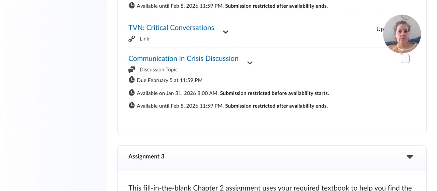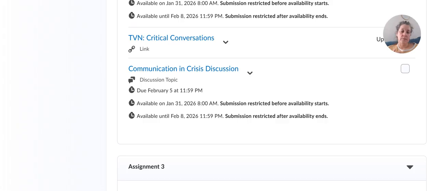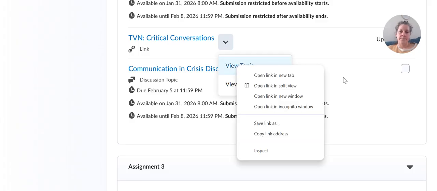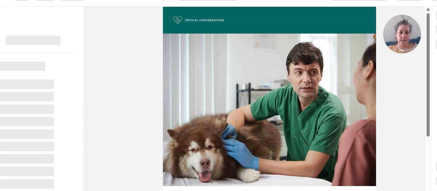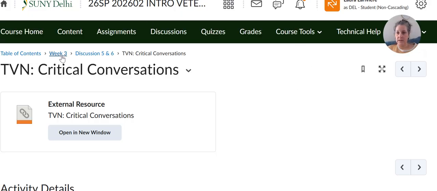And then the second one, or discussion 3, is going to be all about communication in crisis. So we deal with some really high stress situations. Maybe it's emergency situations, maybe it's a declining pet, maybe it's euthanasia, maybe it's financial concerns of a client. All kinds of different difficult situations that we deal with in veterinary medicine. So that is an article that you can take a peek at.